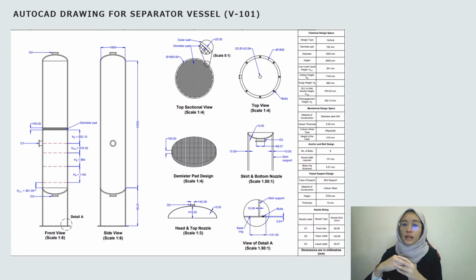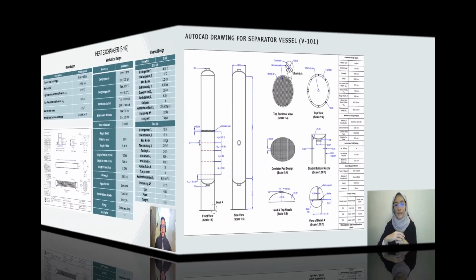The figure shows the summarized AutoCAD drawing for separator vessel V101, which consists of sectional of top and side view of the vessel, as well as additional dimensions for the mister pad.